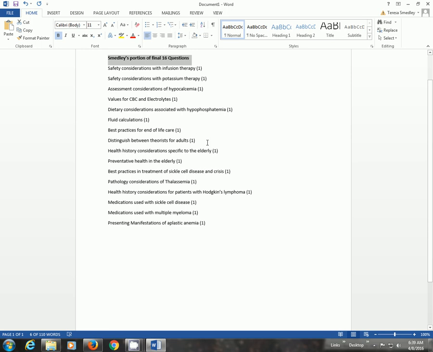Distinguish between your theorists. You need to know the difference between Levinson and Havighurst, and each of the different theorists out there, like Erikson's, Levinson, and Havighurst.